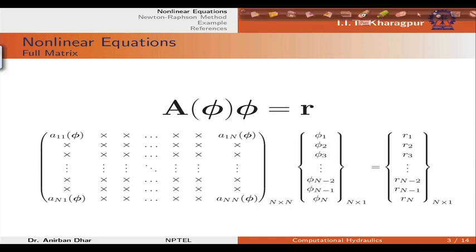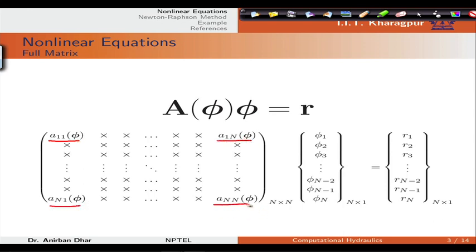where A11 is a function of phi, A(n1), A(nn) are functions of phi. Now, you may get this kind of structure during your discretization process. Now, how to solve this kind of problem?